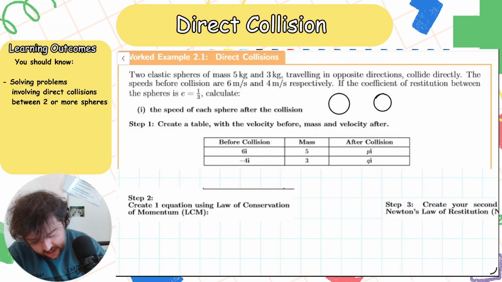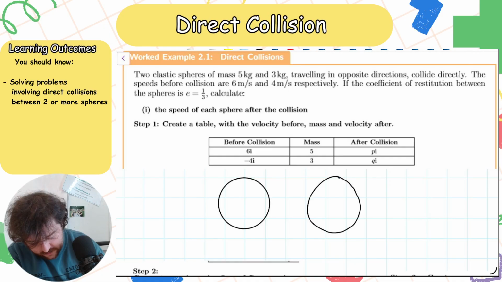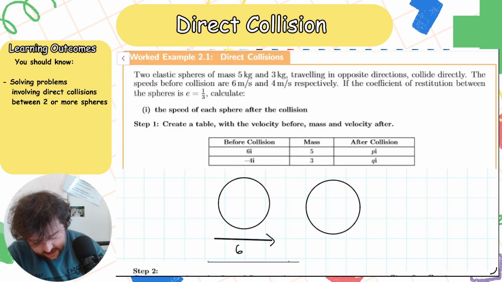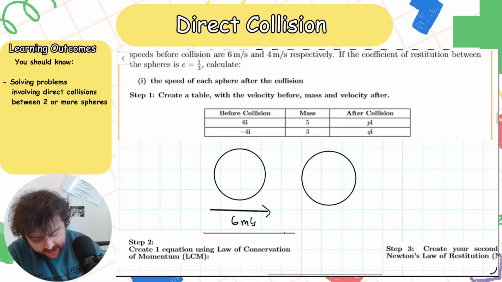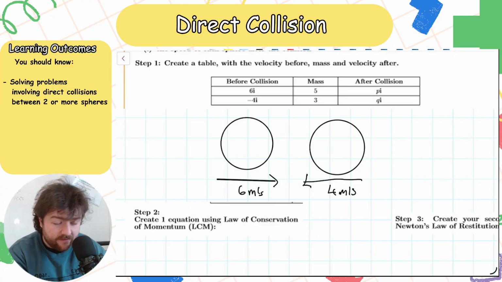What do we know about my spheres? They are traveling in opposite directions. Let me rub these out and draw something better. So this sphere here is traveling at 6 meters per second, and this sphere here is traveling in the opposite direction at 4 meters per second. So how do I write this in vector notation?